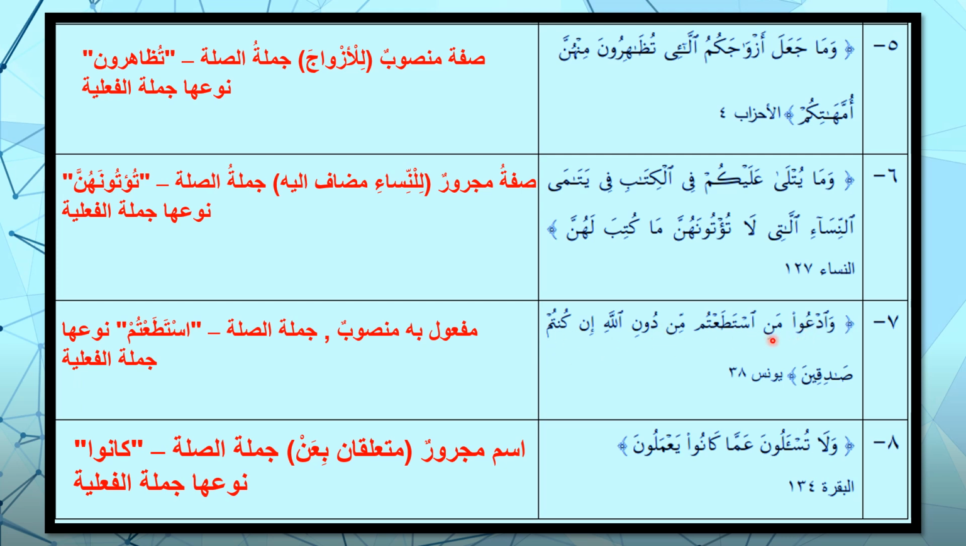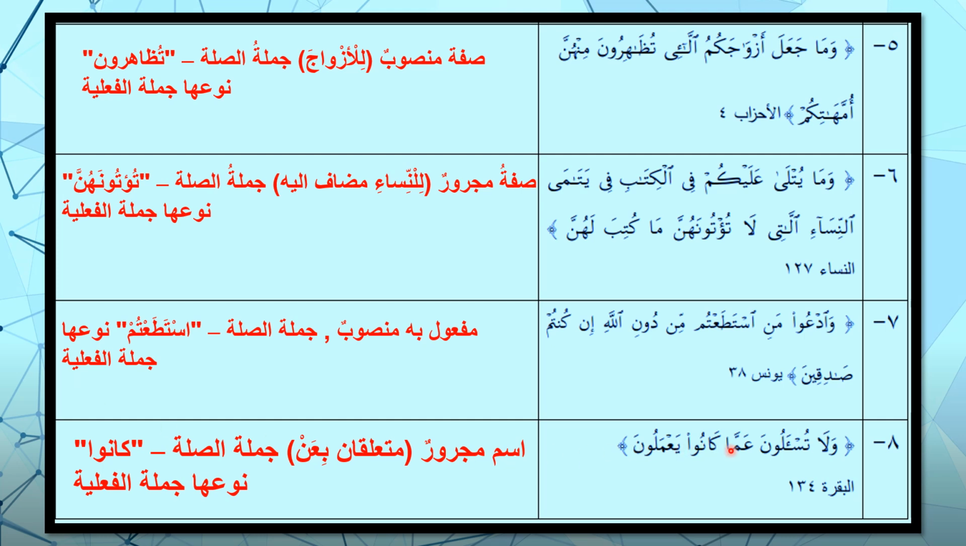So man istata'atum, the man is coming after the ud'u. So what is the position? Man ad'u. So we know that this is a command, and in command verb we have the fail and the file here. So vowel jama is the file. What is the position of man? It is maf'ulun bihi. So maf'ulun bihi mansub. Where is jumlatus sila? Istata'atum. So this is our past tense fail with the damir tum added to it. And what is the type? Jumlatul fa'iliyah.